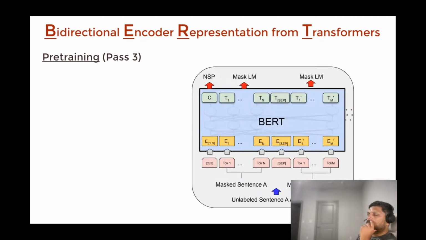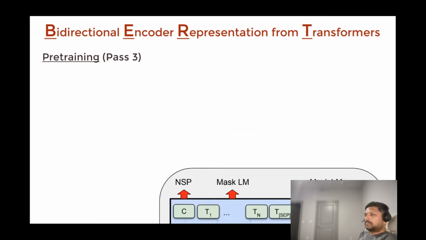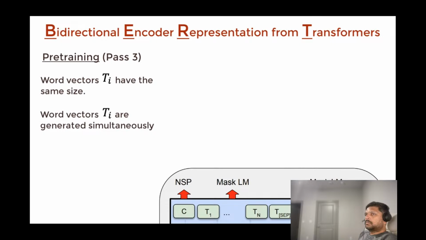Cool. The input is starting to piece together pretty well. Let's go to the output side now. The output is a binary value C and a bunch of word vectors. But with training, we need to minimize a loss. So, two key details to note here. All of these word vectors have the same size, and all of these word vectors are generated simultaneously.